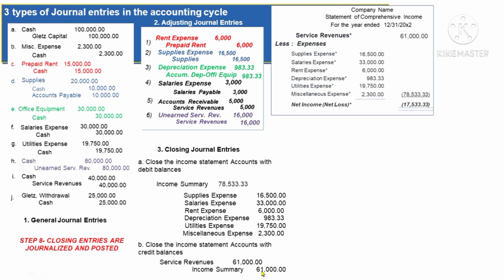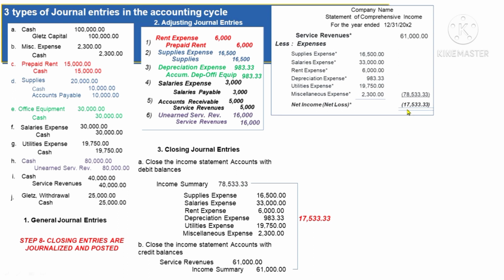So that's it. But before we go to the third closing entry, let's get the running balance of the income summary account. So here we have 78,533.33 debit, but we have a credit here of 61,000. So the difference is 17,533.33 debit. So is this familiar? Yes, of course. So this is the net loss right here, right?